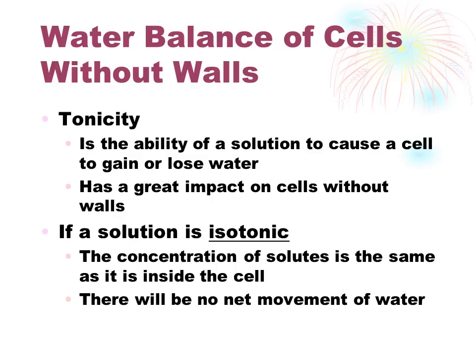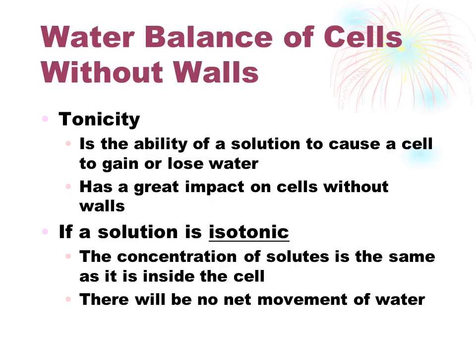Now, when we talk about tonicity, it says water balance of cells without walls. Well, if we're talking about cells that don't have walls, we're talking about animal cells, right? Because plant cells are the only cells that have cell walls. So if you're an animal, you really have to be careful about how you treat your cells. And tonicity is the ability of a solution to cause a cell to gain or lose water. So we want to make sure that our cells aren't gaining too much water, and we want to make sure that they're not losing too much water either, because it has a great impact on the health of our overall being.